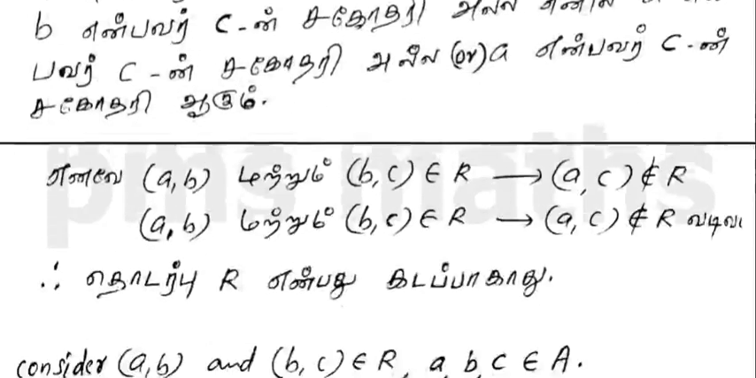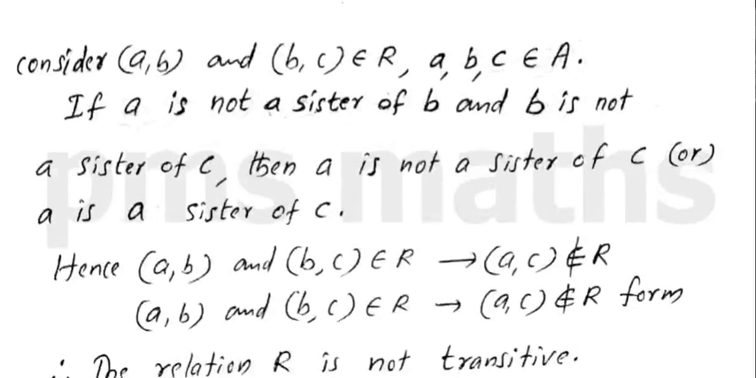Then consider (a, b) and (b, c) belong to R. Here a, b and c belong to A. A is the set of all members in a family. From this (a, b) we can write a is not a sister of b, and from this element we can write b is not a sister of c. Then a is not a sister of c, or a is a sister of c.